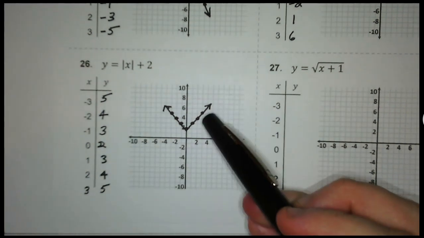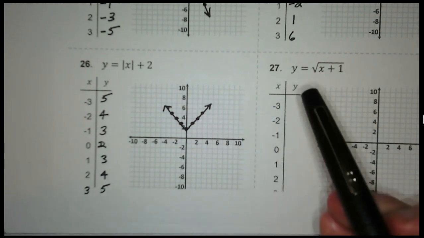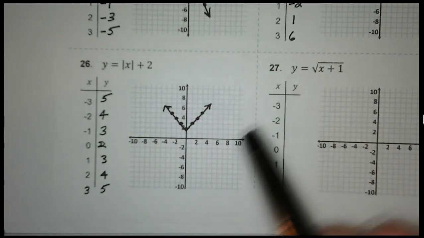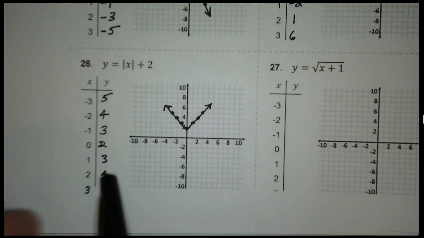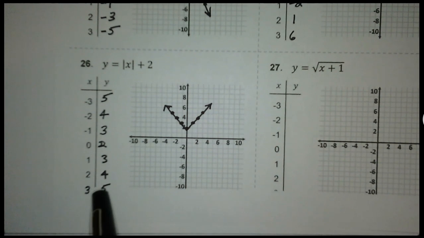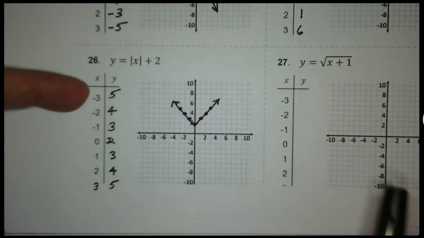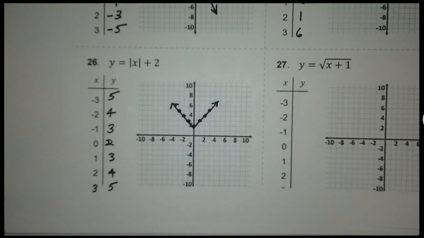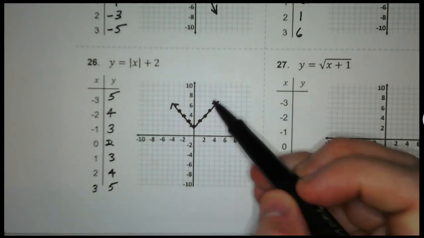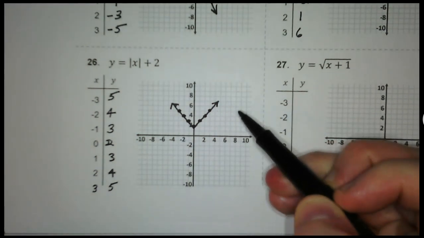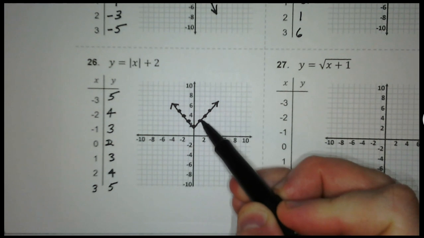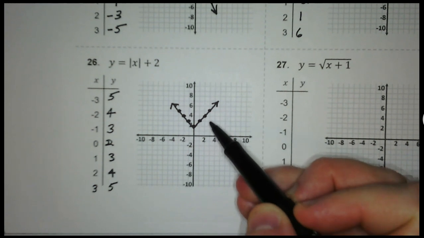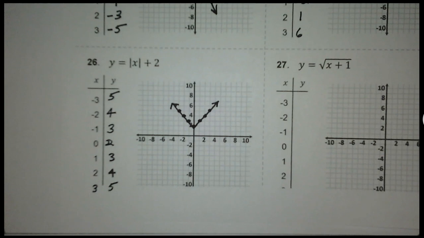I'm putting arrows on these graphs because these graphs keep going on forever. I only put so many values in my table. Plugging in negative 3, negative 2, negative 1, 0, 1, 2, and 3 are not the only x values you could plug in. You could plug in 10 for x. You can plug in negative 50 for x. So that's why these graphs just keep going. Heck, you could plug in like 2.5 for x. You can plug in 1.7.